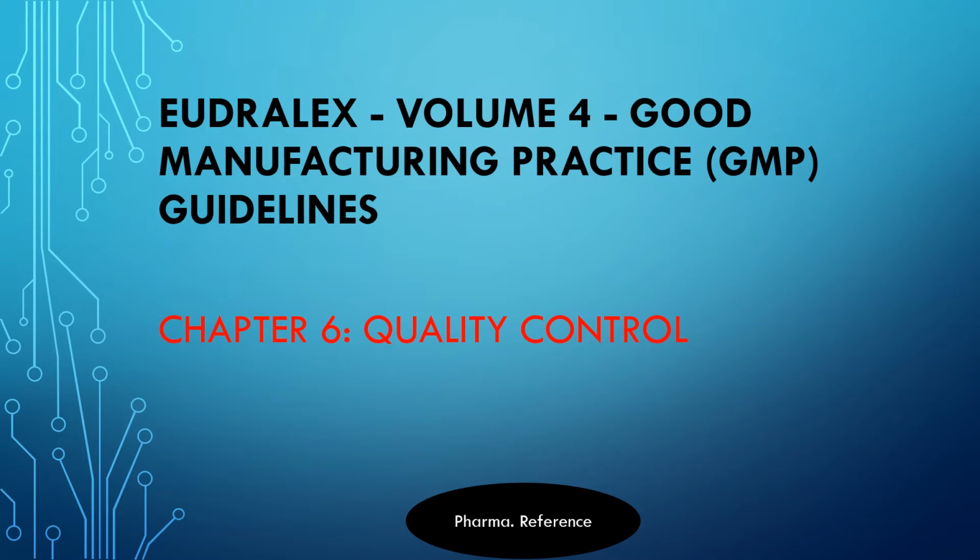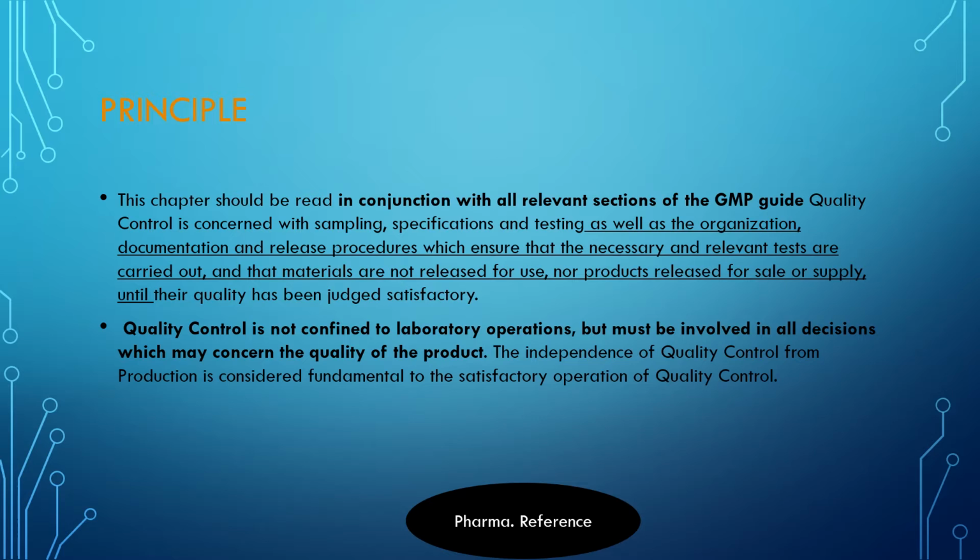EU GMP Annex 1 Variant 4, Good Manufacturing Practice, Chapter 6: Quality Control. Principle. This chapter should be read in conjunction with all relevant sections of the GMP guide. Quality control is not confined to laboratory operations but must be involved in all decisions which may concern the quality of the product.